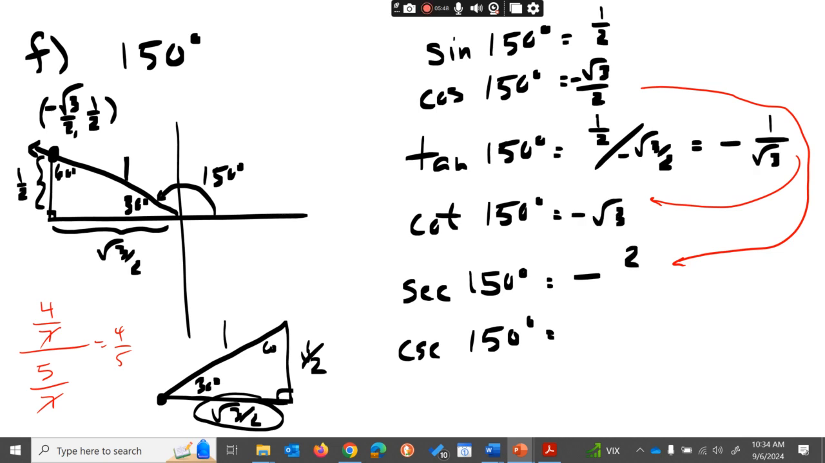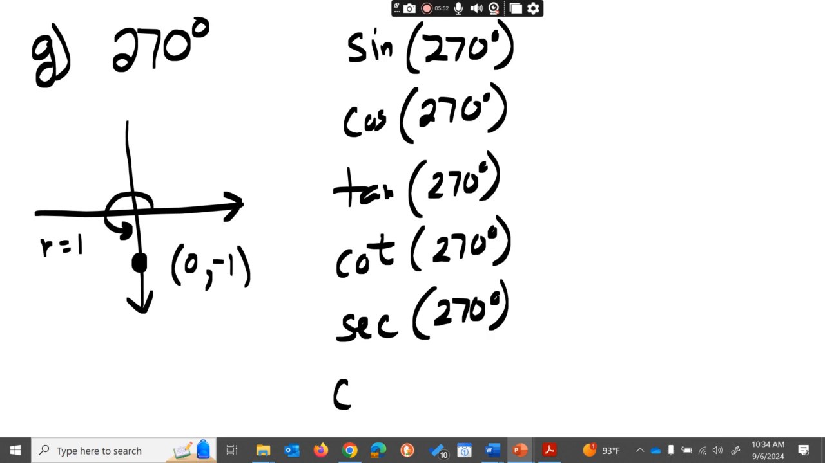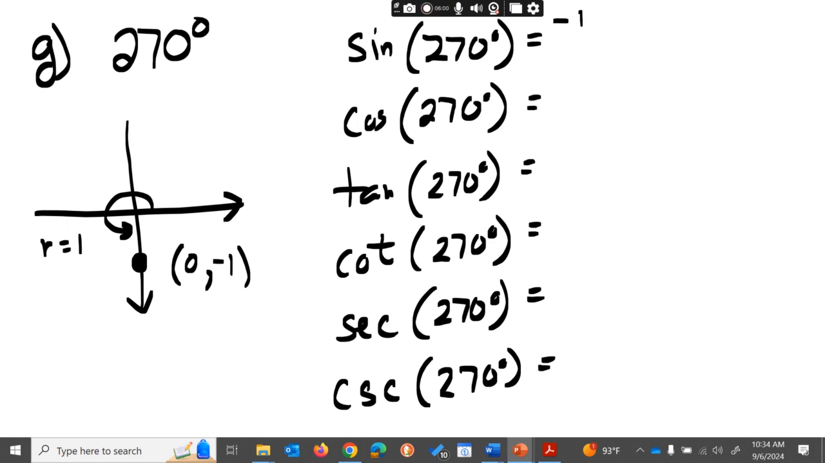I think you guys have probably already done it. Down the list here, you guys tell me what is sine. It's -1 over 1 technically, right? But we get ourselves -1. Cool, cosine. 0 over 1, just 0, yep. Tangent.